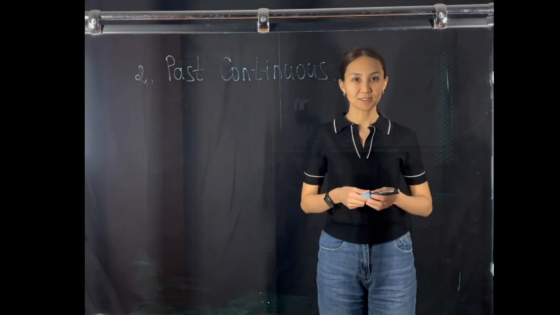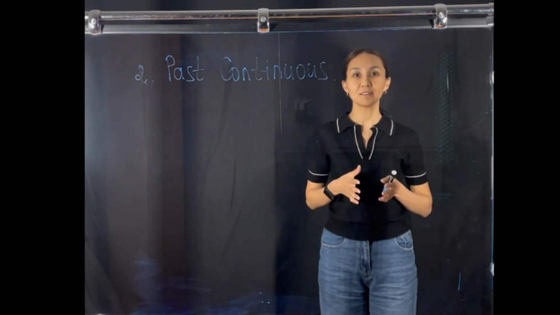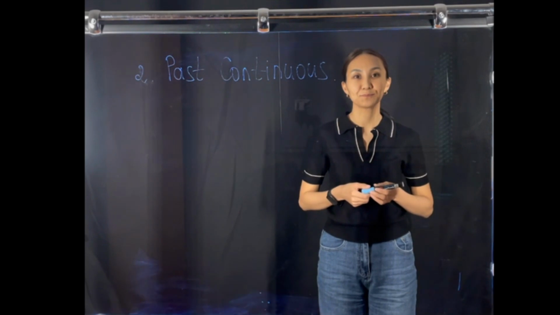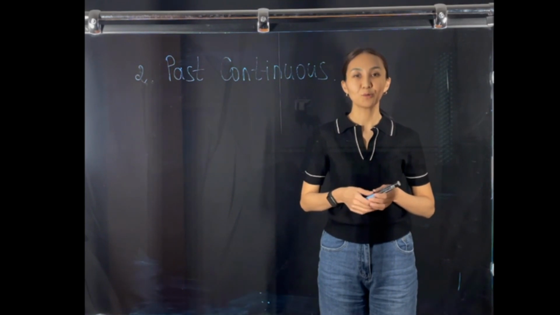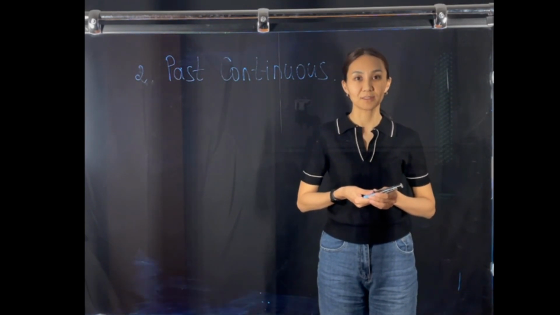Now let's look at past continuous. We use past continuous when we want our listener to set the scene or background of a narrative. Also, we use past continuous for actions in progress at a specific time or longer actions interrupted by shorter actions in the past.